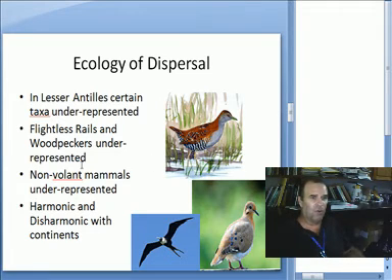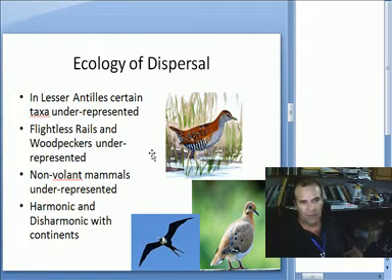And this goes for what is known as non-volant mammals and non-volant organisms in general. Non-volant mammals are those which are restricted to the ground. They can't fly. They are not very capable of dispersing large distances. The volant mammals, on the other hand, are the bats. Bats can fly quite a long way, and they are quite well represented in the Lesser Antilles. All of these things create what is known as harmony and disharmony with continental biotas.